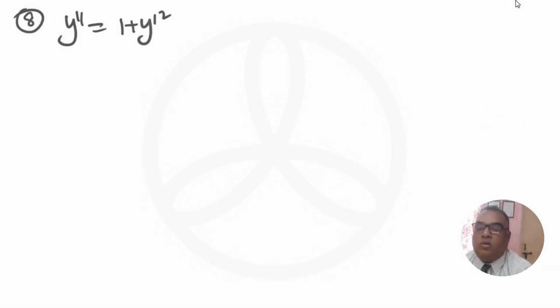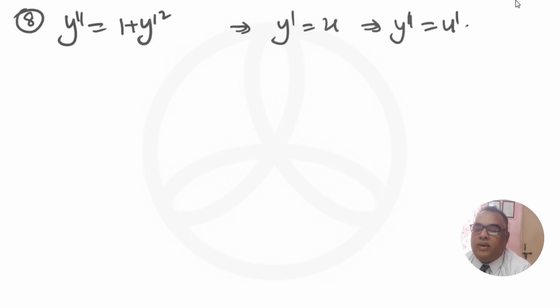And here also an assumption will do the work. Let us assume y prime is equal to u. Therefore, we will have y double prime is equal to u prime, and we will have to do the substitution here. So we will have y prime here and 1 plus u square here.